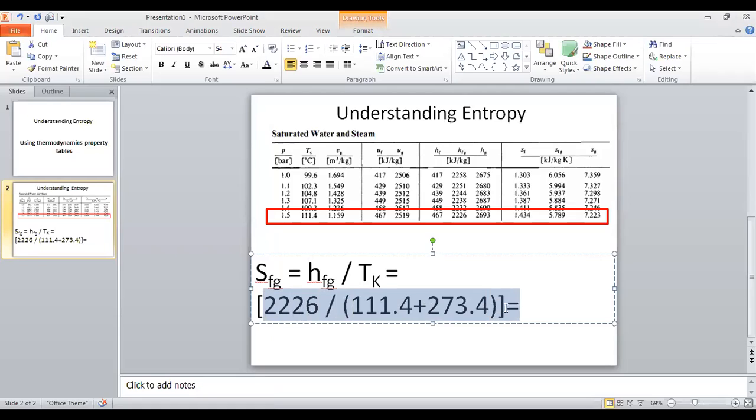2226, that is 5.7848. Okay, let's say 5.785.